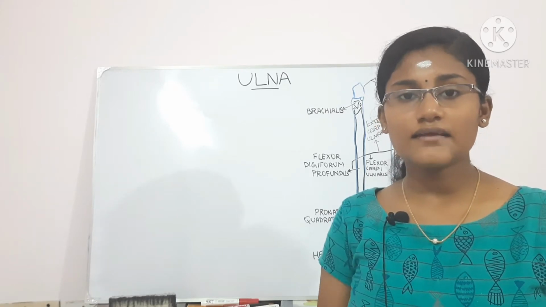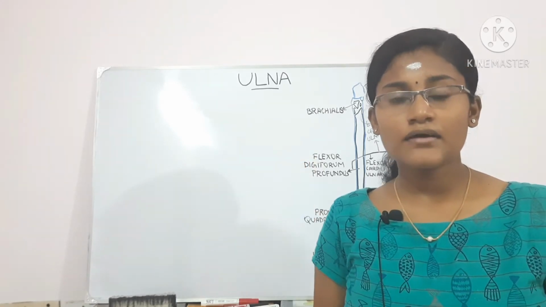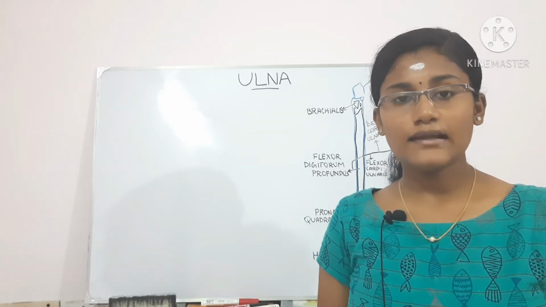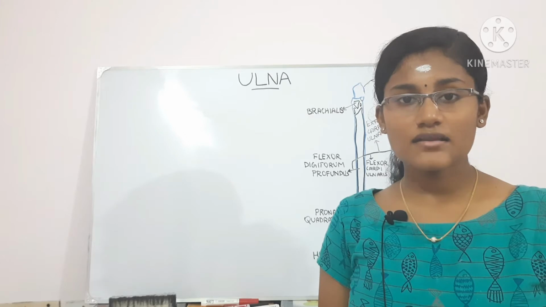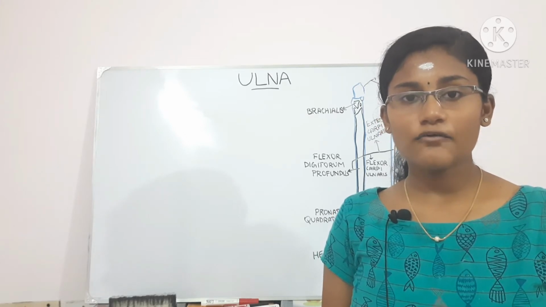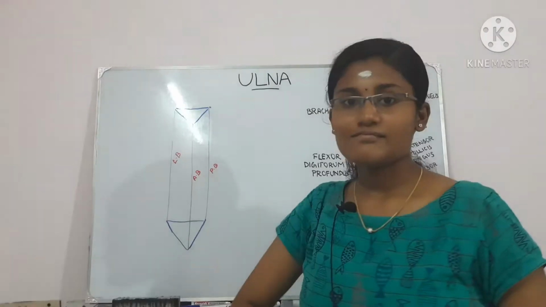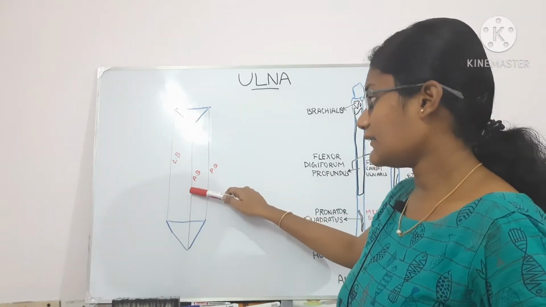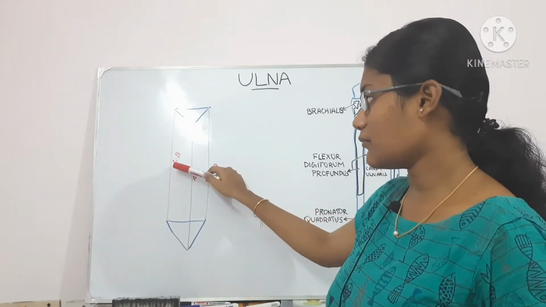The ulna has three borders and three surfaces. The three borders are the anterior border, posterior border and the lateral border. The three surfaces are the anterior surface, posterior surface and medial surface. For simplicity, let us imagine that this is the anterior border, posterior border and lateral border.